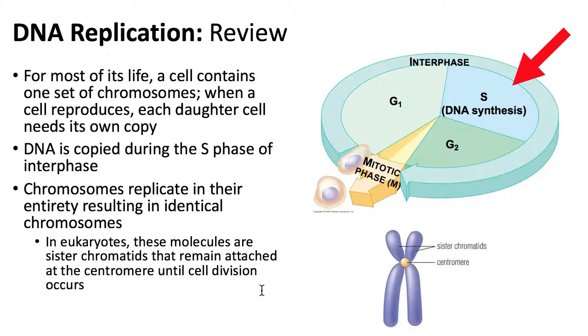Chromosomes replicate in their entirety, resulting in identical chromosomes. In eukaryotes, these molecules are called sister chromatids that remain attached at the centromere until cell division. So we have the sister chromatids, and we discussed how these are actually copies of each other. So the copies of DNA are held together until we're ready for cell division to happen.